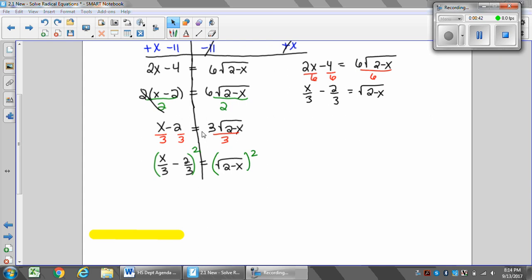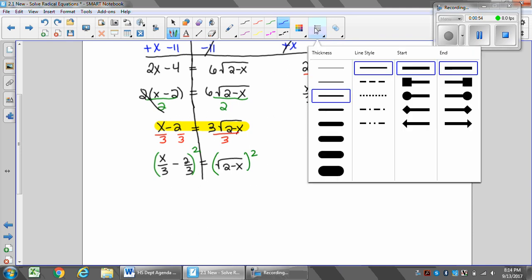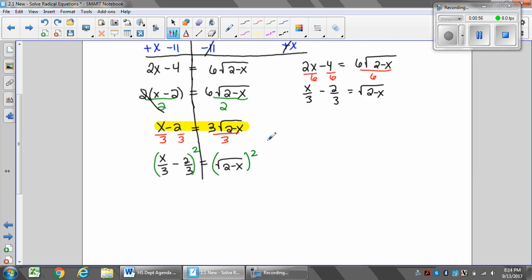Particularly, I'm looking right here at this step where we had x minus 2 equals 3 times the square root of 2 minus x. Instead of dividing by 3, even though that's a completely valid move, is there something else we could do? So let's bring that over. I'm going to rewrite it over here. I'd like you to do the same, please, in your notebooks. X minus 2 equals 3 times the square root of 2 minus x.